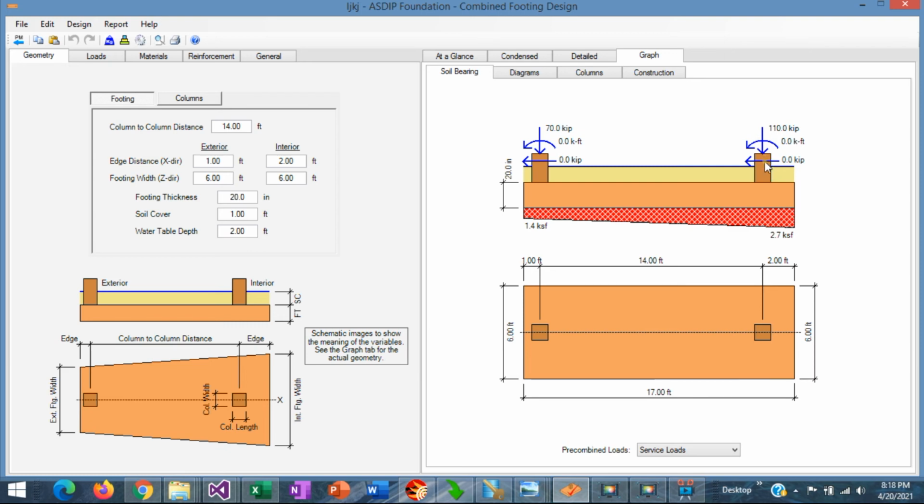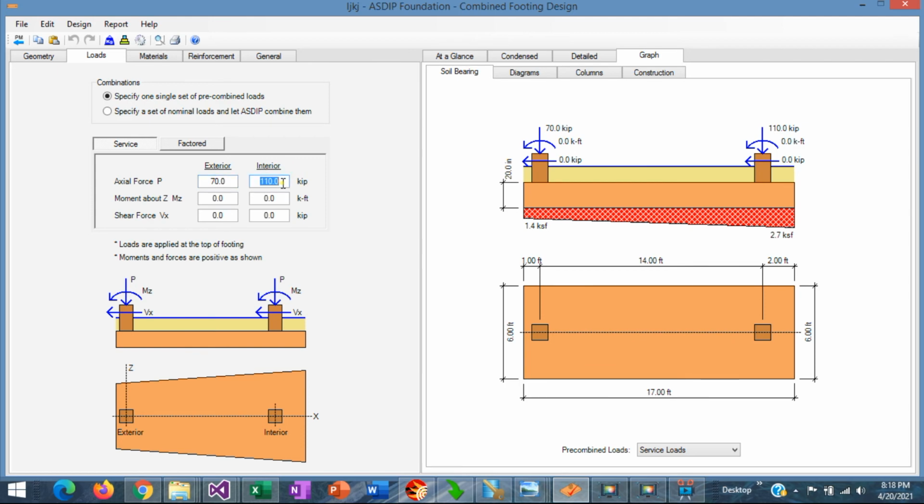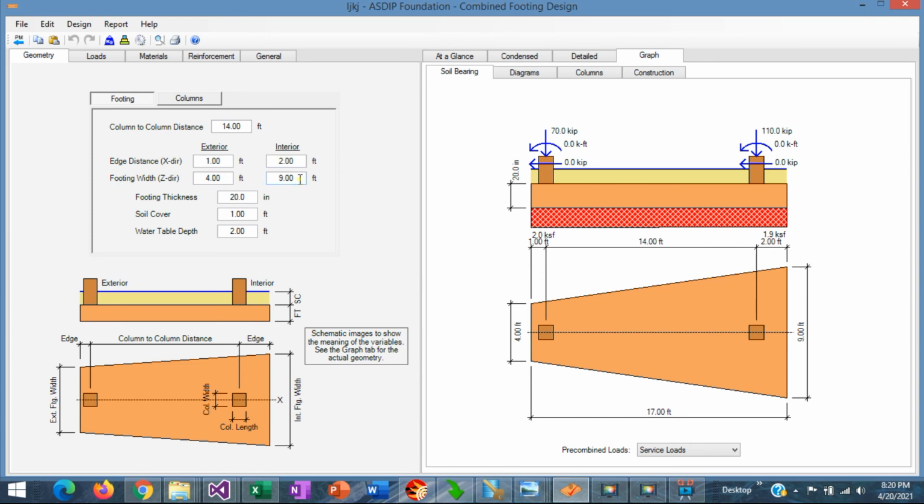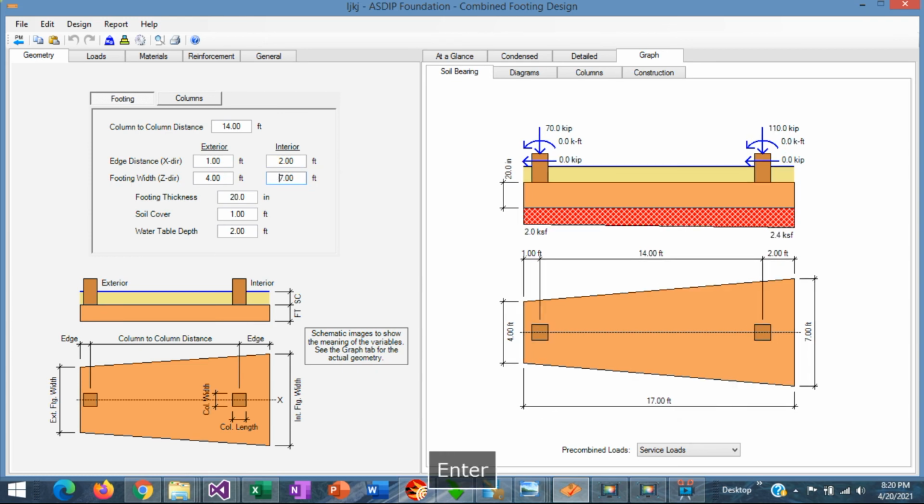But if for example, this load were more than that, let's go to the loads. Let's increase that to 150 kips. So the difference now is substantial, 4 KSF here and 0.9 in the other end. Here probably would be much better to design a trapezoidal footing. Let's go back to the original load, 110, and the dimension that was 7 here. With this configuration, it's about uniform, so we can keep these dimensions.